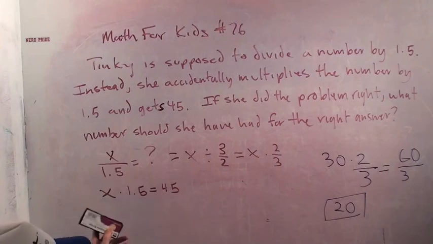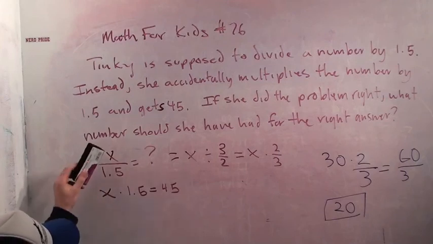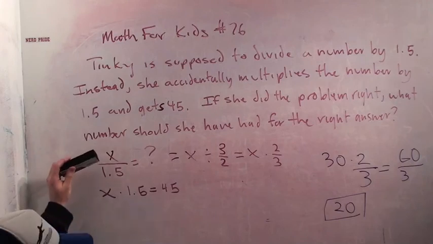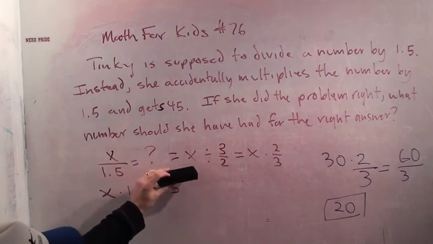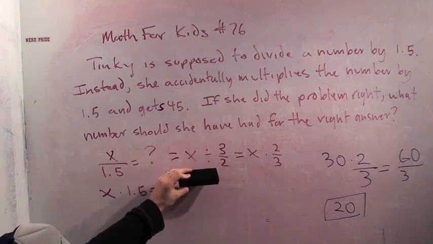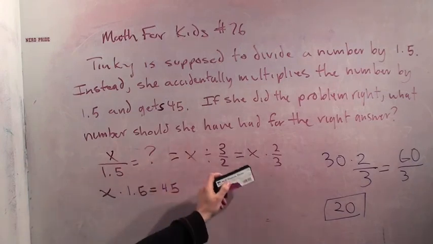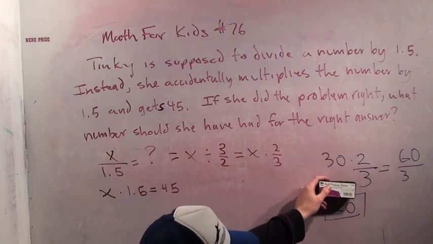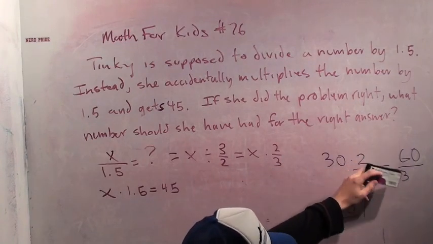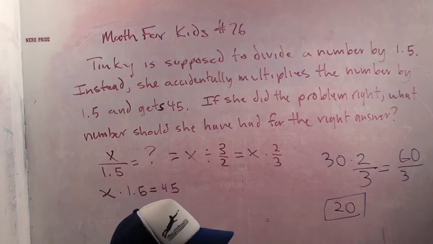And we found that x was equal to 30. Then, once we knew what x was, we actually had to do the problem right, x divided by 1.5, which is the same thing as x divided by 3/2, which is the same as x times 2/3, which is 30 times 2/3, which is 60/3, which is 20.